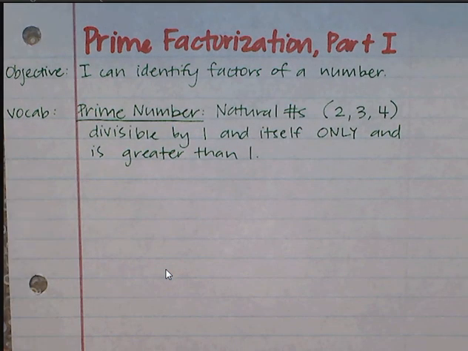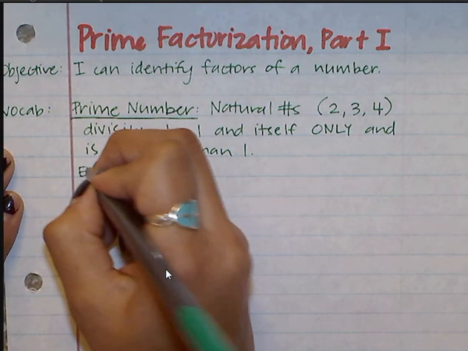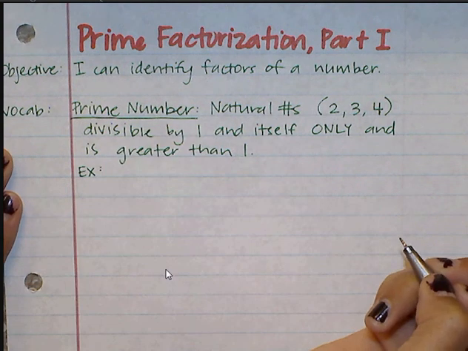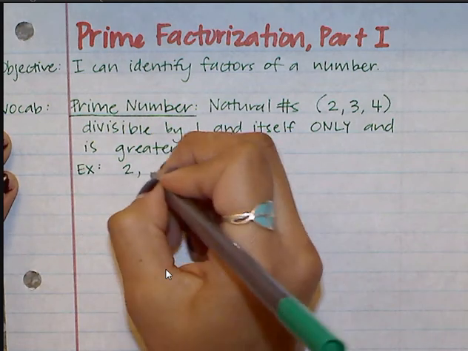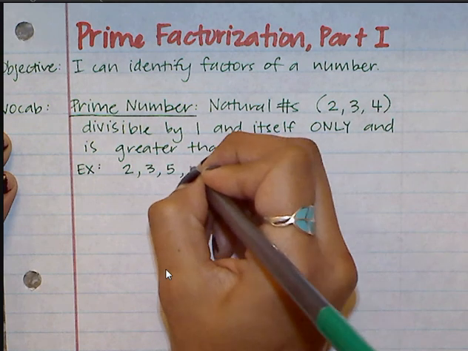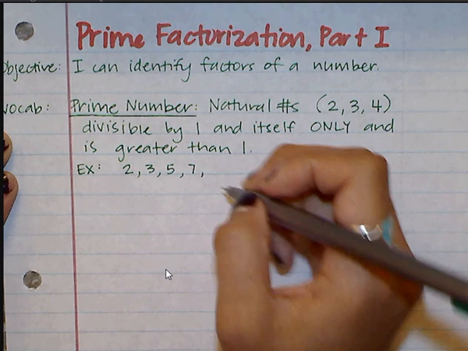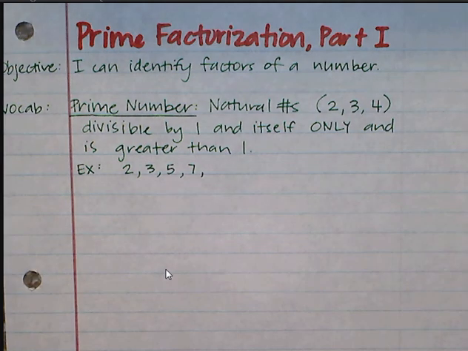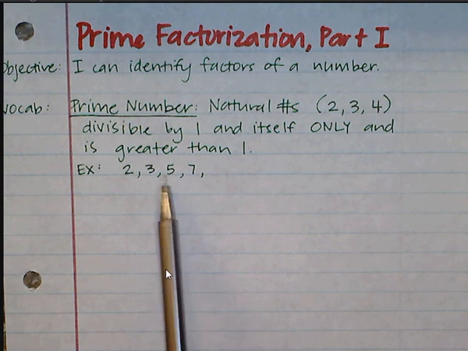Okay, so let's list out a couple prime numbers. We talked about 1, it is not a prime number because 1 is divisible by only itself, but 2 is a prime number, 3 is a prime number, 5 is a prime number, 7 is a prime number. Is 9 a prime number? I'm not sure, Miss Gomez. Well, I can't say it's all odd numbers because 2 is not odd. 3 is odd. 5 is odd. 7 is odd.